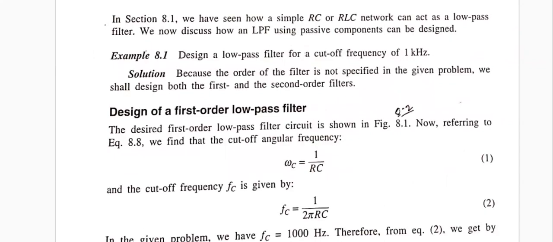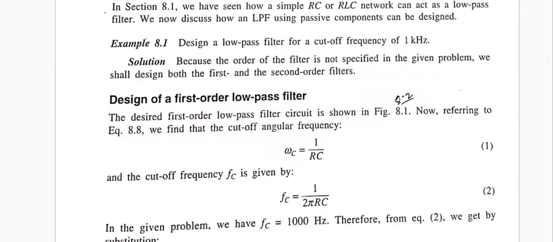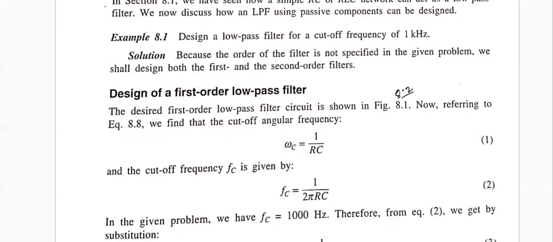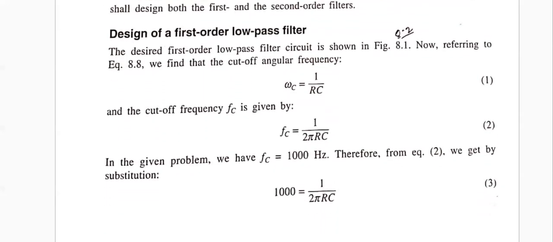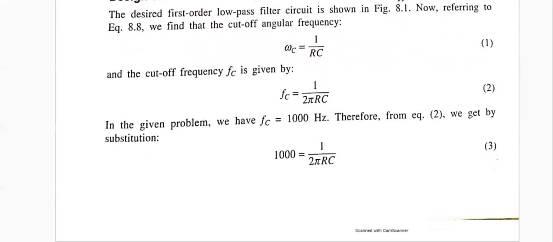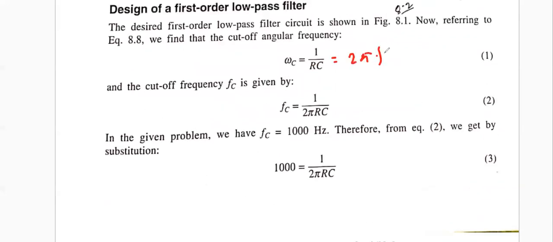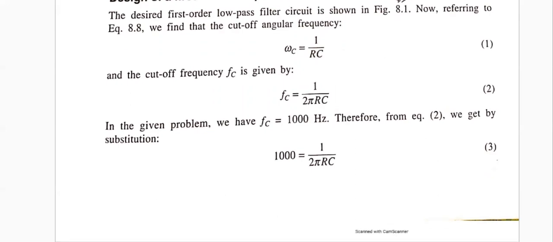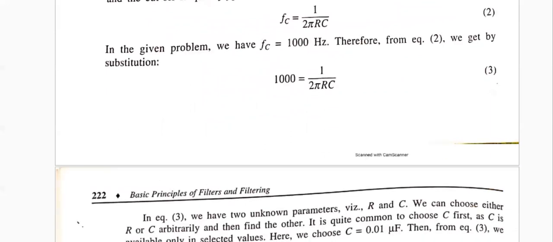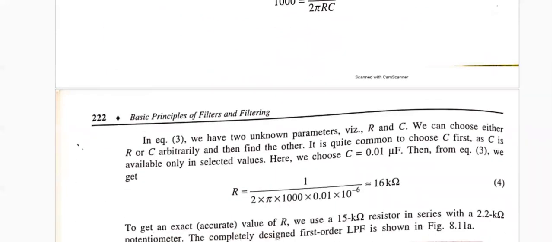Design a low pass filter. You can skim through these examples. Design a low pass filter for a cutoff frequency of 1 kilohertz. Nothing to mention here. We already know for the first order filter the cutoff frequency from the previous sections, and we know that omega c equals twice pi fc, where fc is the cutoff frequency, which equals 1 kilohertz. From there you can choose the value of R and C.